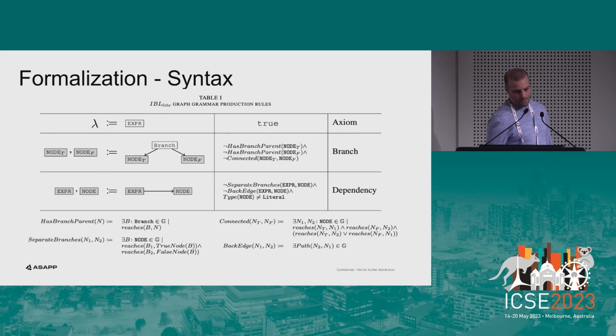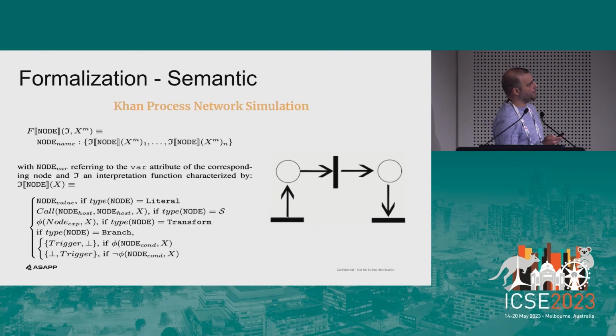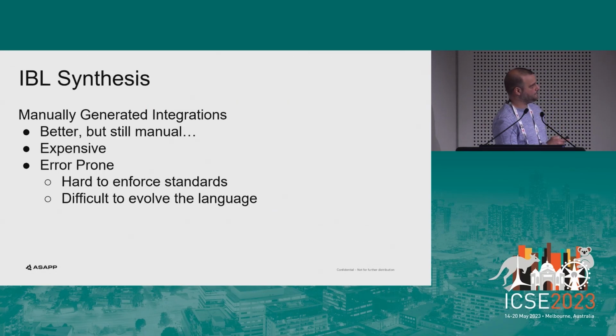To further support the language in the paper, we have formalized both its syntax using graph grammars and also its semantics using CAM process network simulations that are a model similar to Petri nets for those more familiar with that theory.